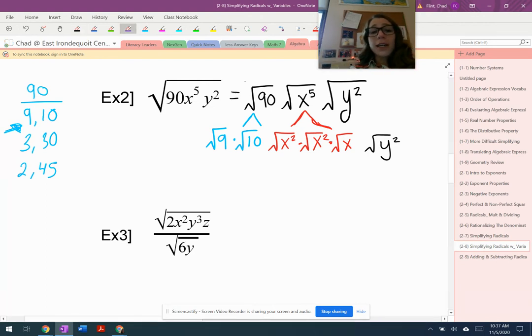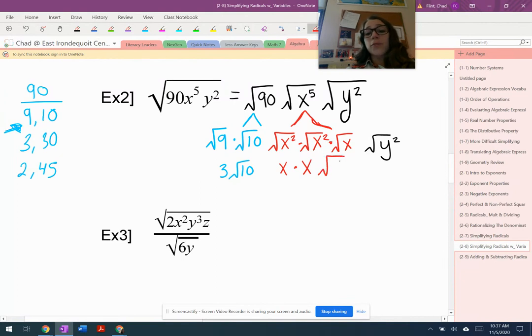The square root of 9 comes out as a nice normal 3, but the square root of 10 is not a perfect square, so that stays in the radical. The square root of x squared is x, times the square root of x squared is x, but again, that plain old square root of x stays in the radical because it's not a perfect square. It doesn't have that even exponent. And then the last piece, that square root of y squared, just like the square root of x squared is x, the square root of y squared is y.